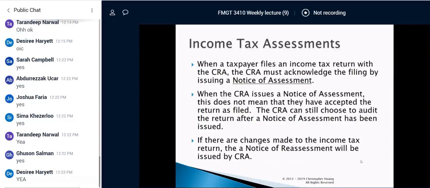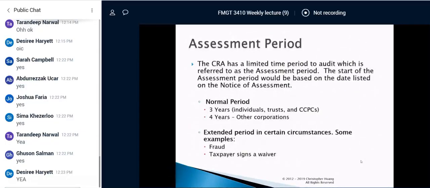If changes are made to the return after you have filed and after the CRA has acknowledged receipt, then you may get what they call a notice of reassessment, which is to show, hey, there's a change to your return and here's the consequence. Okay? How long does the CRA have to audit? Normally, for individuals, trusts, and CCPCs, the government has 3 years. For other corporations, for example, a publicly traded corporation like Fortis, government says they have up to 4 years to audit. Okay?